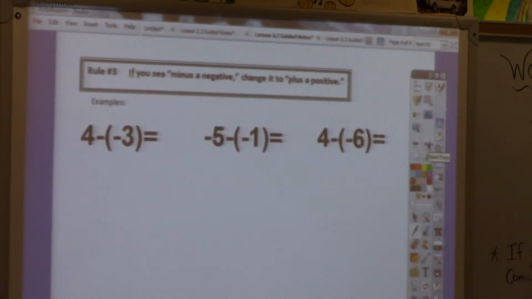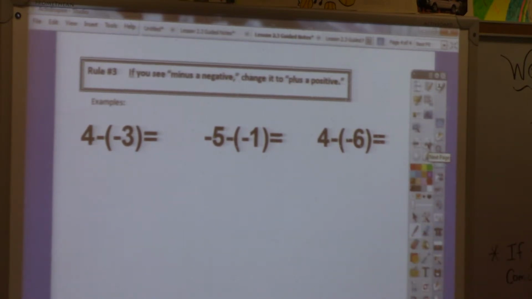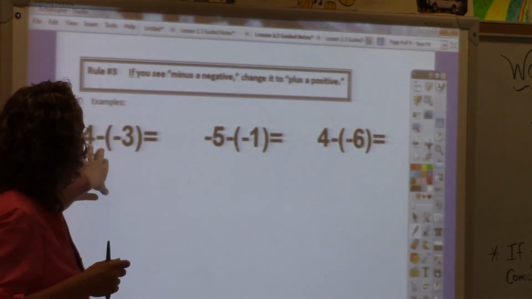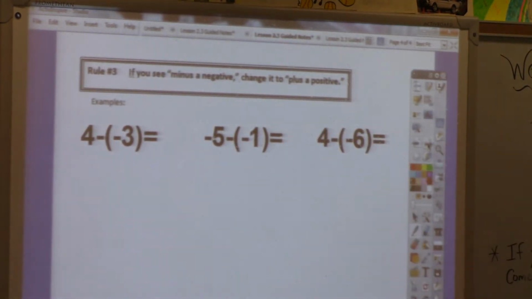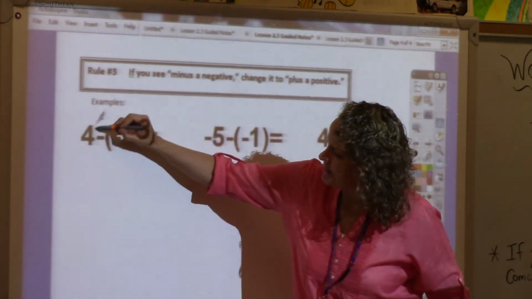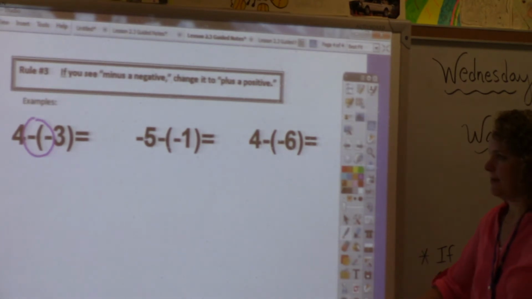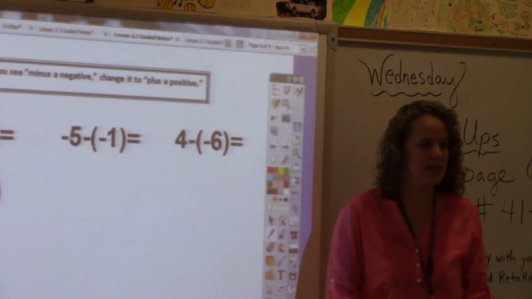Third rule on the notes today, if you see minus a negative, then you need to change it to plus a positive. If you see minus a negative, you're going to have to change it to plus a positive. Now, here's the first example I want you to write down. 4 minus -3. 4 minus a -3. When you see that minus a negative happening in the middle, it's going to change to, whoa, hey now, 4 plus 3. And 4 plus 3 is 7.